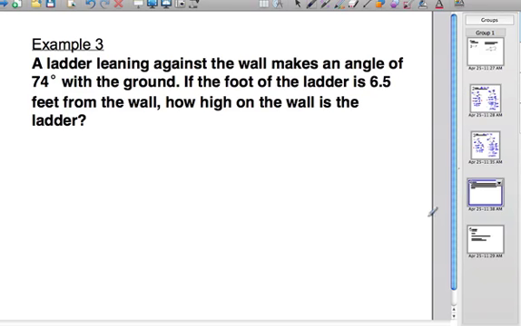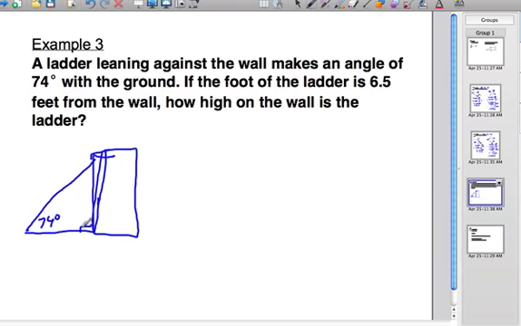So it says a ladder leaning against a wall makes an angle of 74 degrees with the ground. If the foot of the ladder is 6.5 feet from the wall, how high on the wall is the ladder? So let's draw a picture of that. So here's the wall. Okay, there's our wall. And the ladder is leaning against it, so let's draw that. The ladder, okay, so this is at a 74-degree angle.